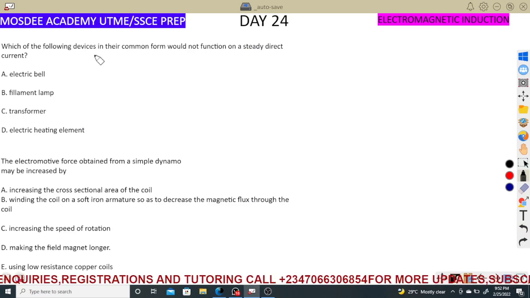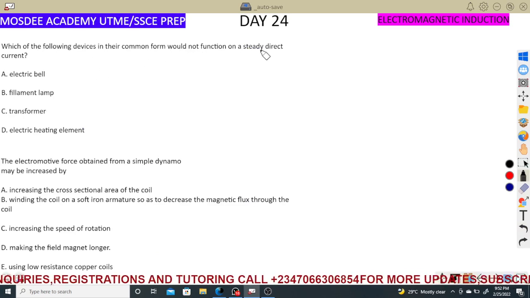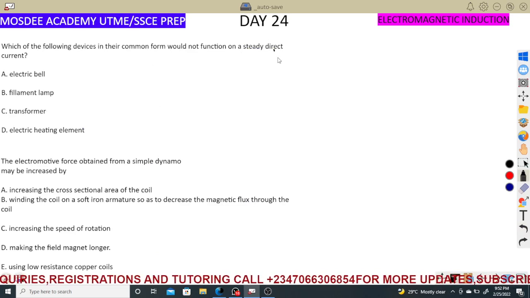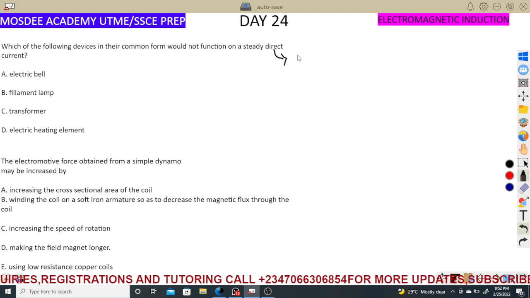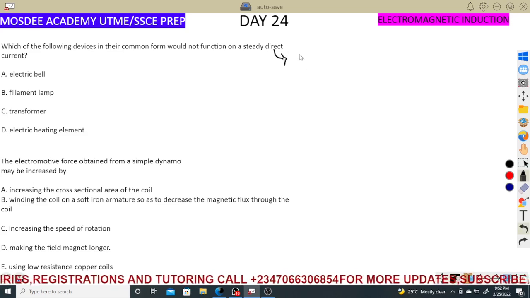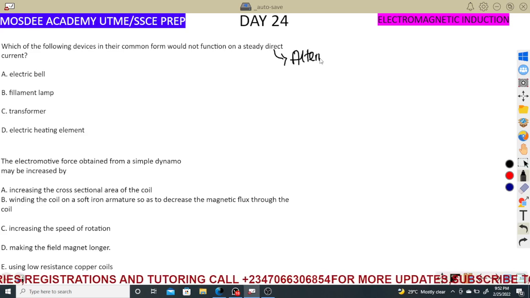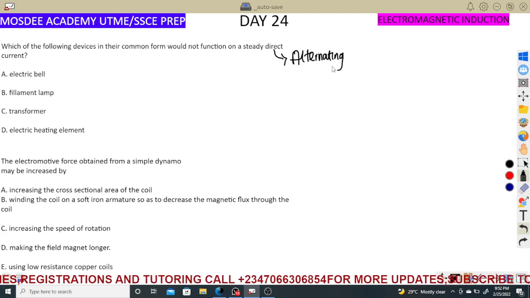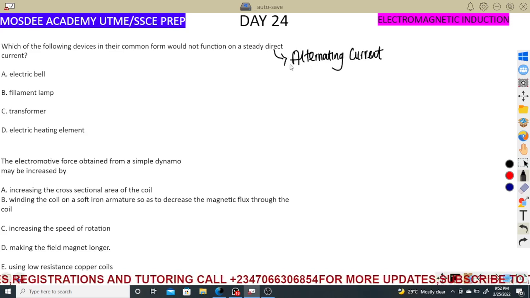Now, about the next question we have: which of the following devices in their common form would not function as a steady direct current? Now, let it be known that electromagnetic induction, we are talking about induced current and induced EMF. So that means current is not flowing in one direction, so it is categorized under what we call alternating current. Magnetic effect of current, force on the current carrying conductor, and direct current.